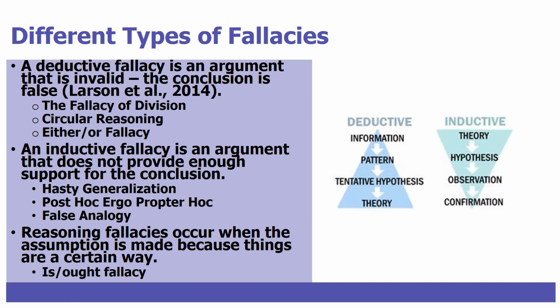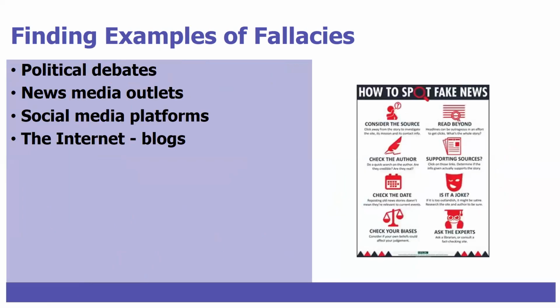An inductive fallacy is similar to a deductive fallacy, except that it is based on an argument that does not provide enough support for the conclusion. So some examples include hasty generalization, post hoc ergo propter hoc, and false analogy. Other reasoning fallacies occur when the assumption is made because things are a certain way, such as the is-ought fallacy.